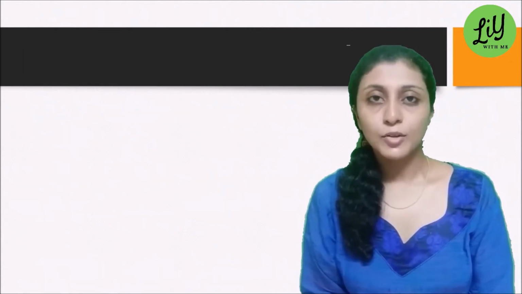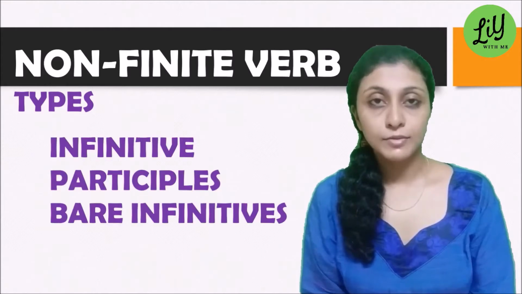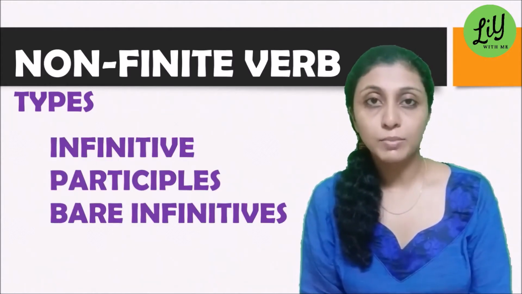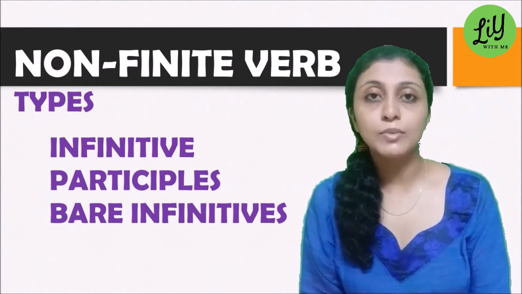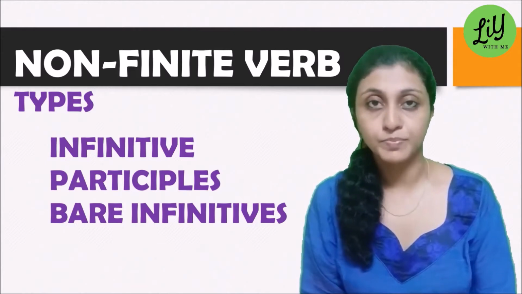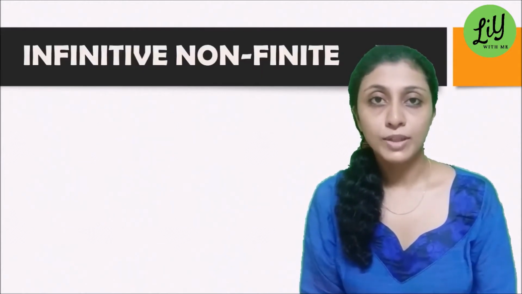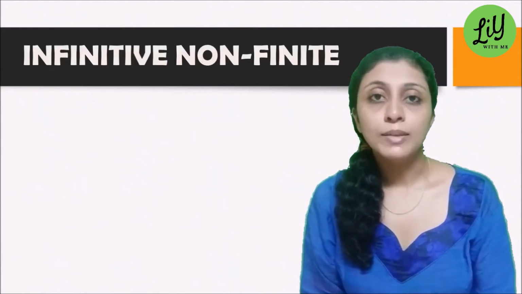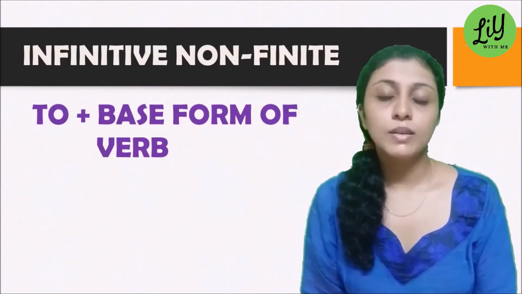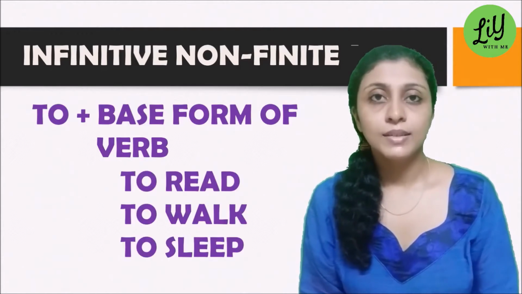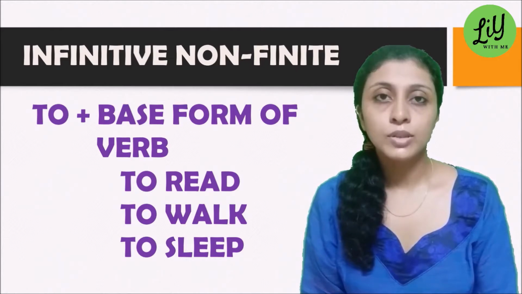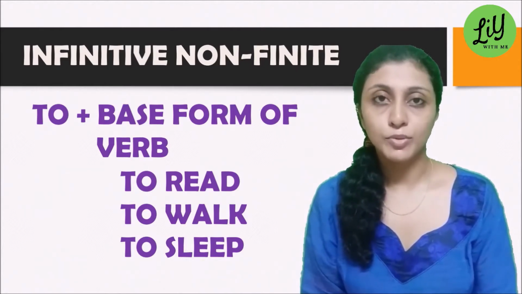Non-finite verbs are of three types. The first type is the infinitive, then we have got the participles, which can be the present participle or the past participle, and finally we have just the base form of the verb, which is the bare infinitive form of the verb. The infinitive form of the non-finite verb is usually written as to plus the base form of the verb. For example, to read, to walk, to sleep. So all these have got a to attached to the base form of the verb.